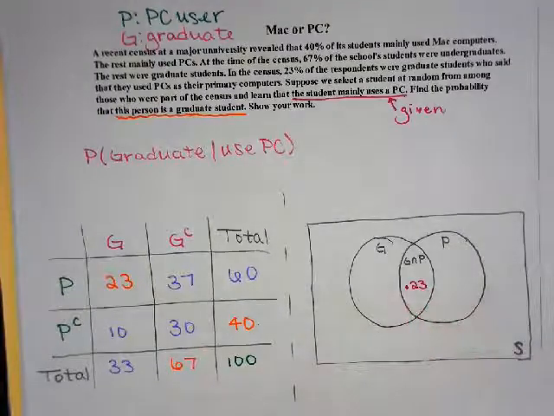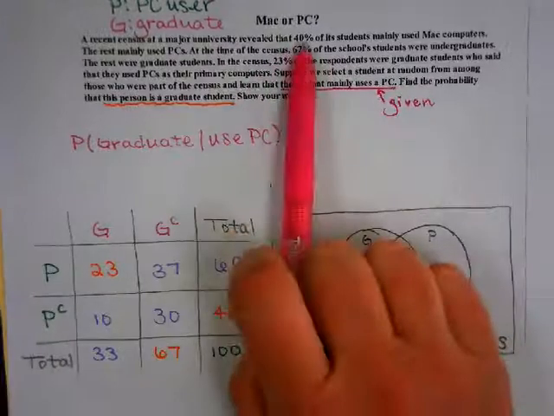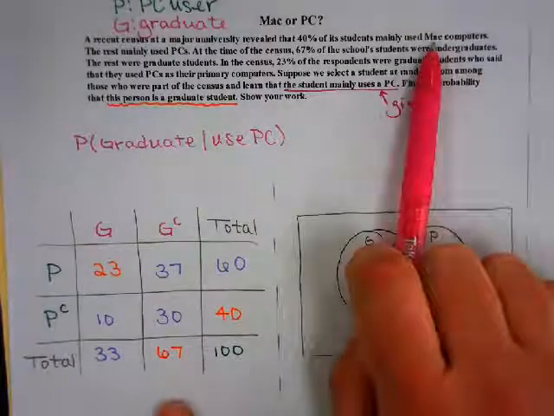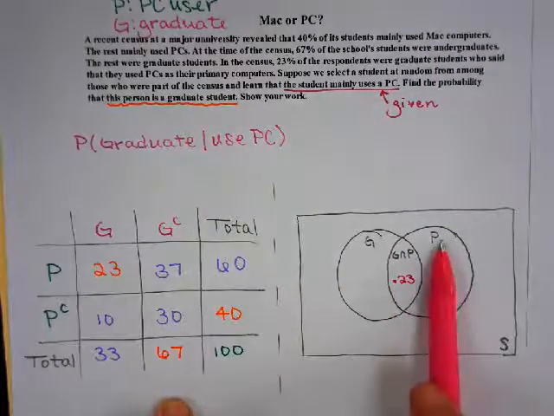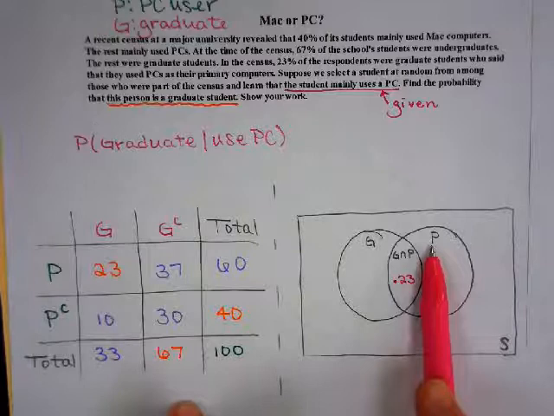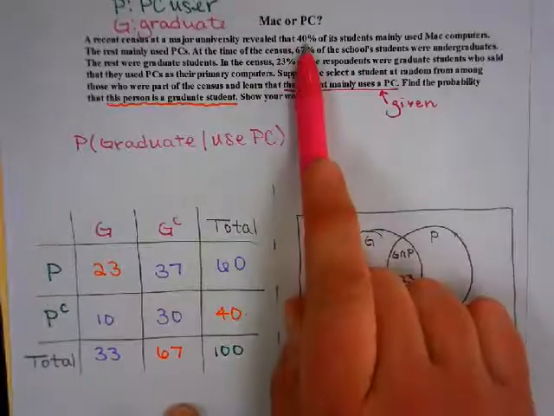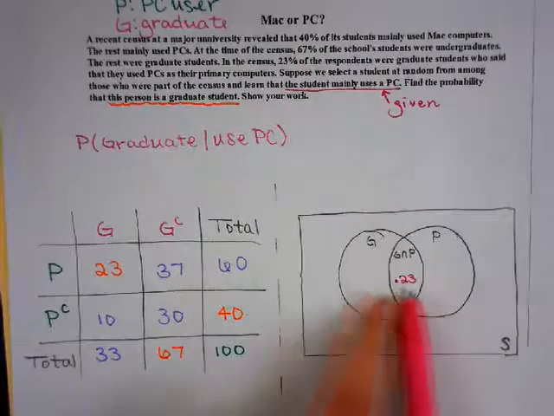And then we have to do a little bit of mental math. So it tells us 40% use Mac computers. Mac is one of our events or circles. We have PC, which is the opposite of Mac in this situation. So 40% use Mac means 60% use PCs. And we have 23 of 60. We would have 0.37 over here, which is 0.37.